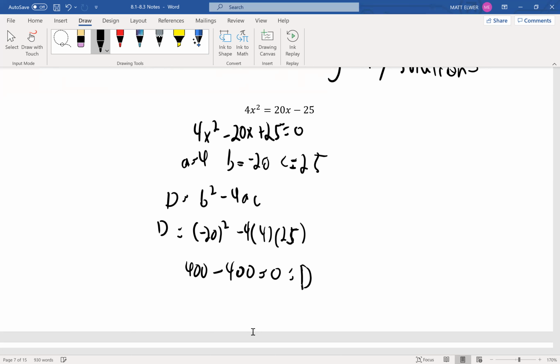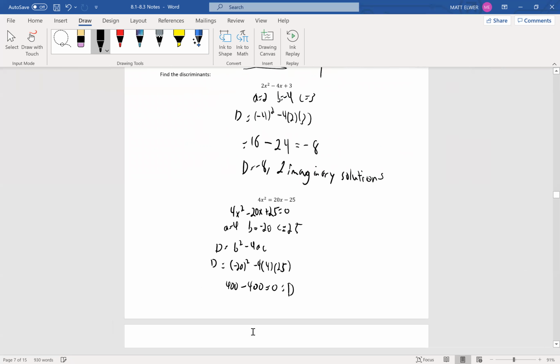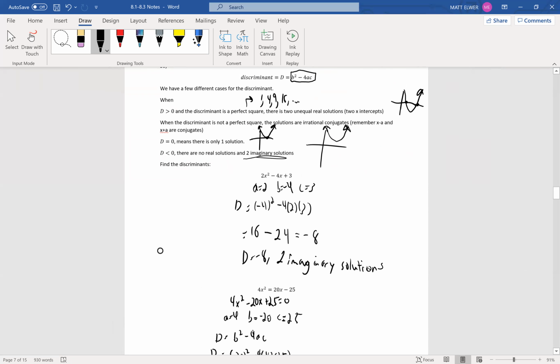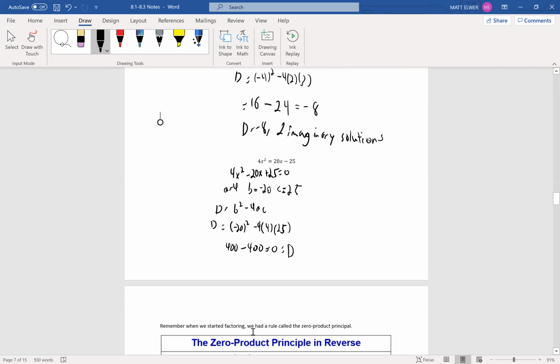And then let's look back at our cases really quick. When our discriminant is equal to 0, that means there's only one solution, right? There's only one real solution.